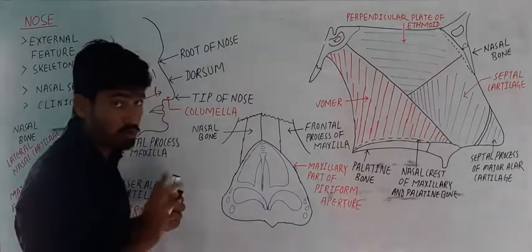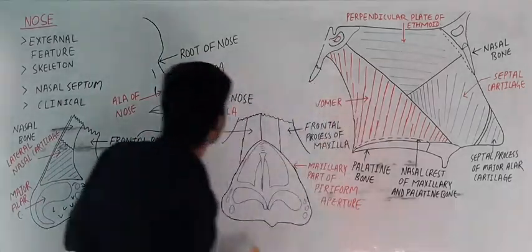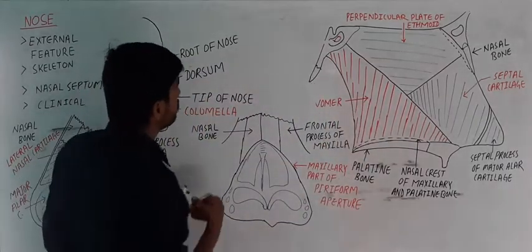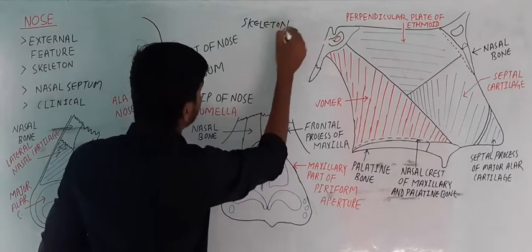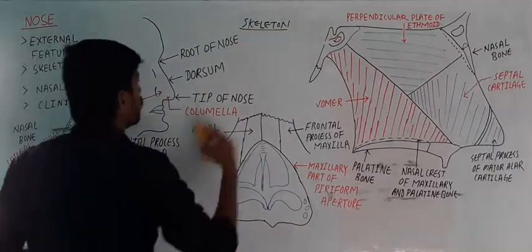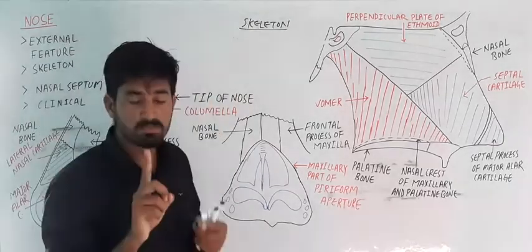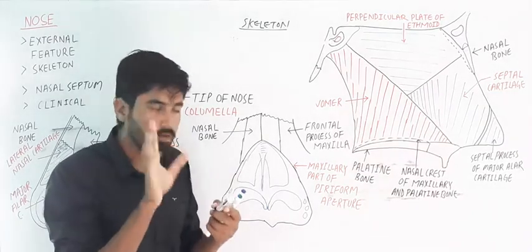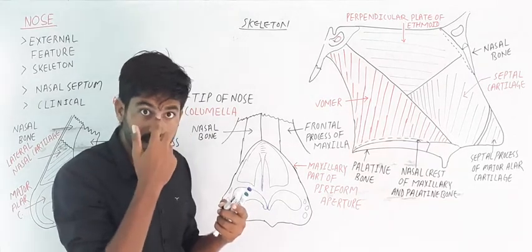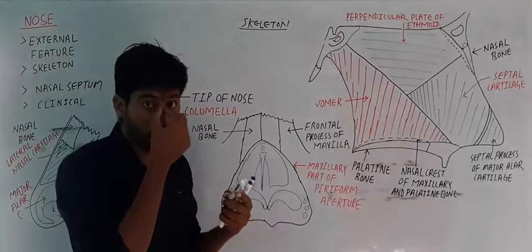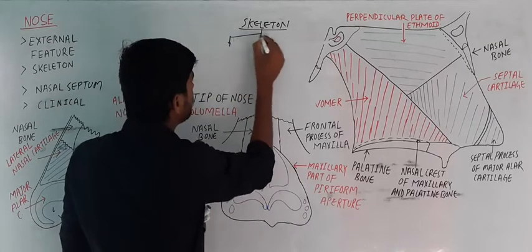Now in the skeleton we have to see one thing. This nose is formed by two parts. One is the cartilage part, and second is the bony part. See, this part is the movable part, so this is formed by the cartilage, and this part is the bony part. So this is the skeleton of the nose.